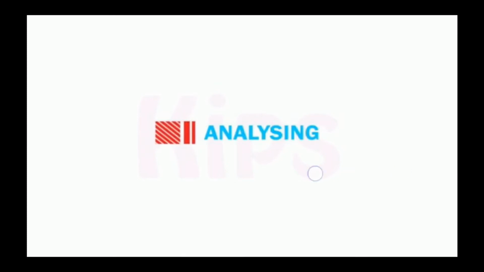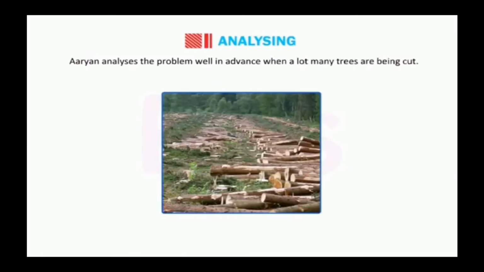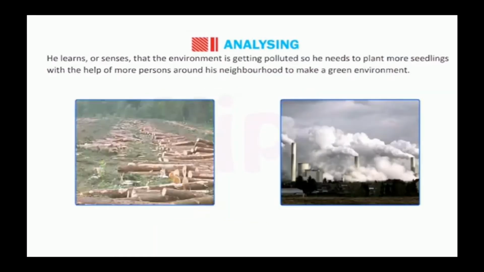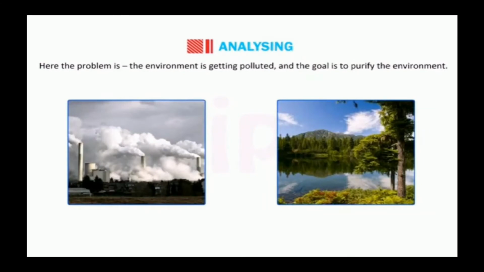Analyzing. Aryan analyzes the problem well in advance when many trees are being cut. He learns or senses that the environment is getting polluted, so he needs to plant more seedlings with the help of more persons and his neighborhood to make a green environment. Here the problem is that the environment is getting polluted and the goal is to purify the environment.